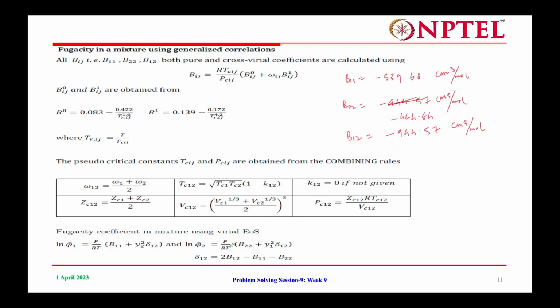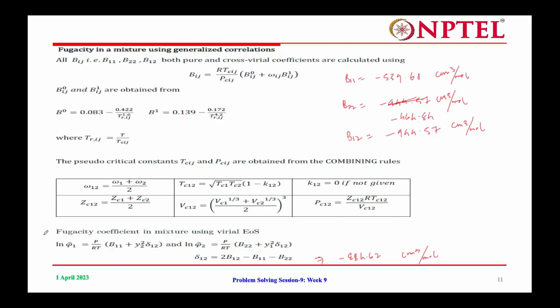Now put this value in these equations. So you will get delta 12, minus 884.62 centimeter cube per mole. Right.